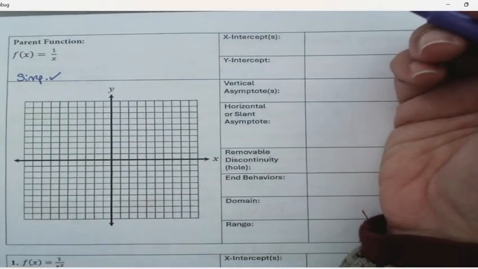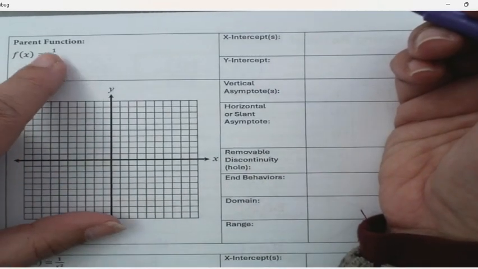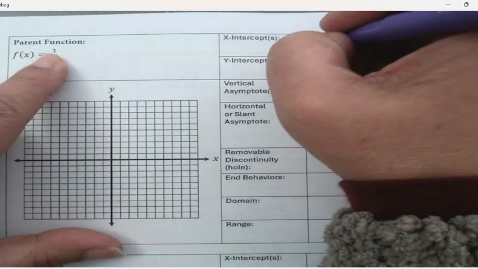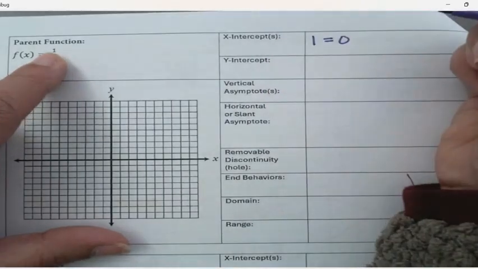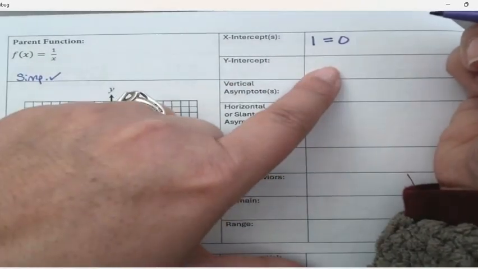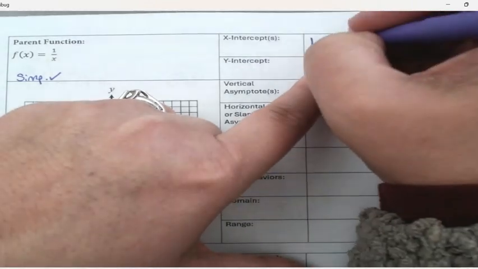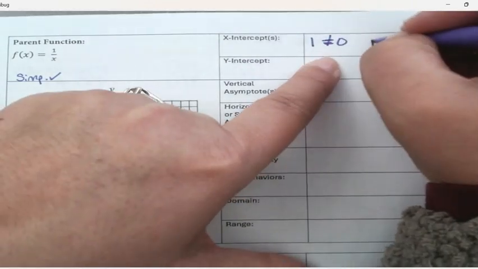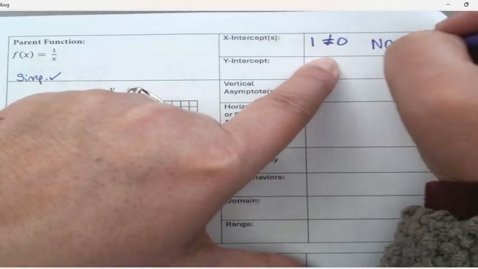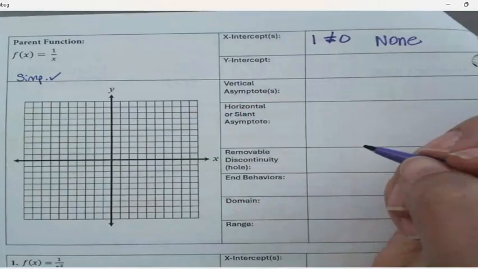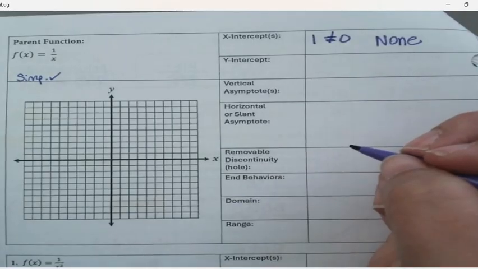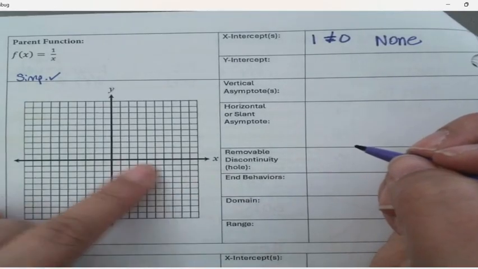To find the x-intercept, we're going to set the numerator equal to 0, right? Don't make this harder than it is. Do exactly what the steps tell you to do. The numerator is a 1, so I'm going to set 1 equal to 0. Now, does that make any sense? Does 1 equal 0? No, never. So this means that there is no x-intercept. So I'm going to write none.